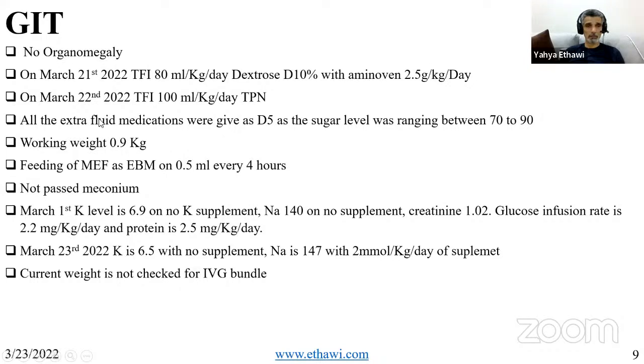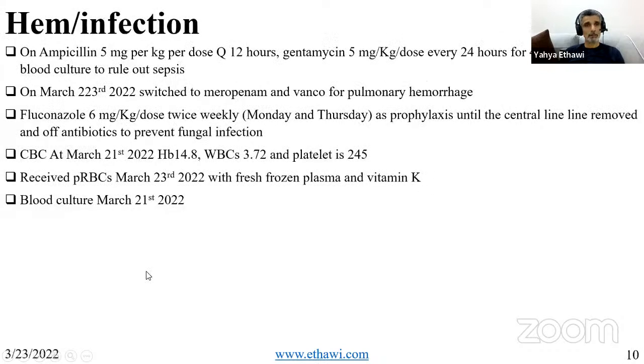We started MEF, working weight 0.9, not passed meconium. Potassium is also high. Sodium is borderline. Abnormal renal function. The glucose infusion rate is 2.2 milligram per kg per minute, not per day. This is a mistake. The potassium is on the higher side.